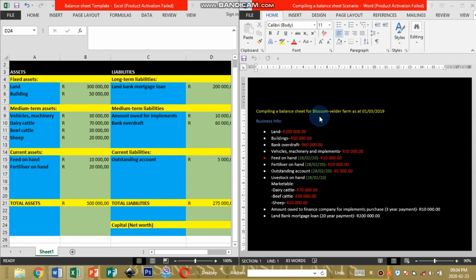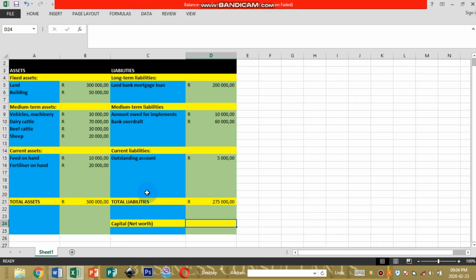This is the very same scenario you're going to use when analyzing your business while compiling your own balance sheet. So without wasting time, let's go straight to it. We now want to find the total when we subtract these two. Our blocks here: this is B21, then this is D21. So we're going to subtract them. It's going to be B21 minus D21.